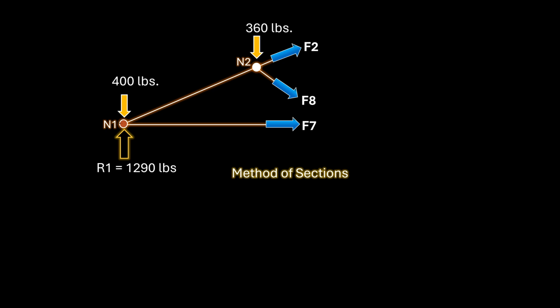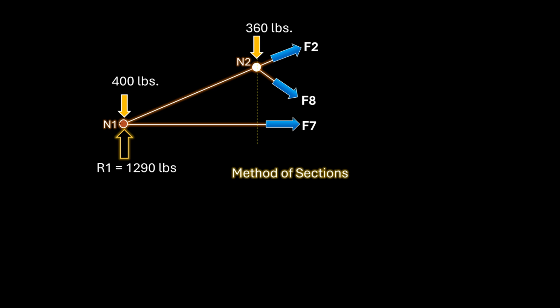To commence with this method, we will apply an imaginary cut along a straight line through members F2, F8 and F7. The internal member forces will now become external forces acting at the point where each member was cut. This isolated system is also in static equilibrium, and we can use this fact to determine the unknown force at member 8. Please note that the force at member 2 is also unknown, but this is not a problem as we shall see shortly.